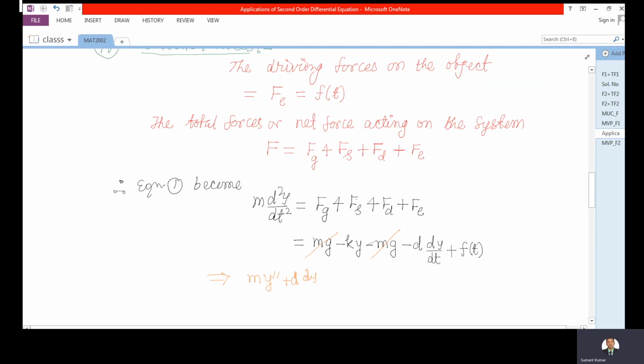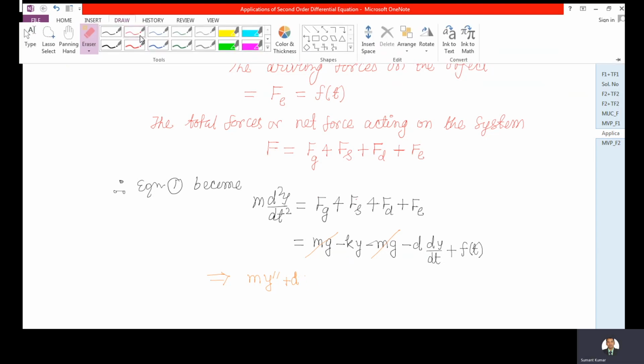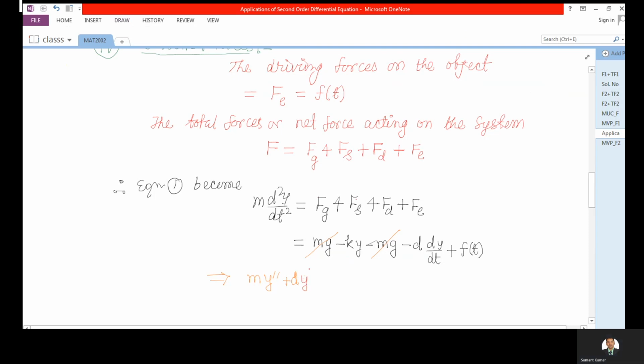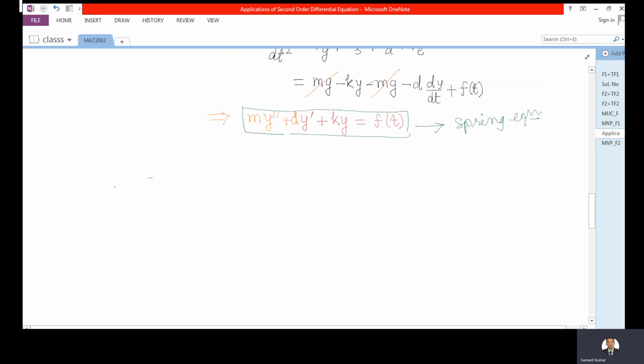If you are writing it in prime notation, d times y prime, so here we will have m y double prime plus d y prime plus k times y equal to f of t. So we have this equation, and this equation has a special name, we call it the spring equation.